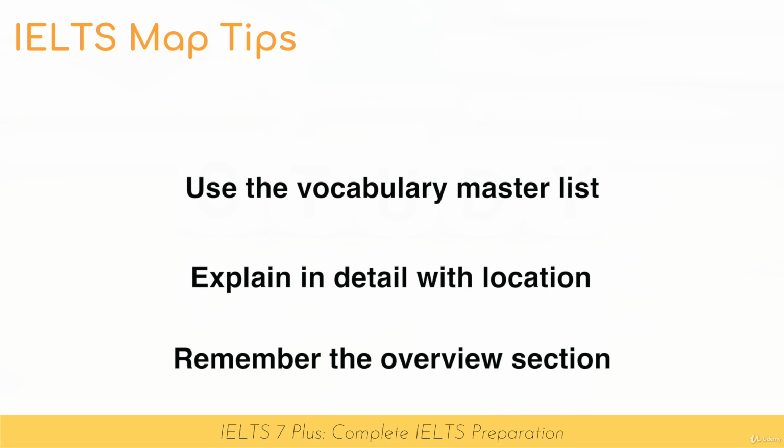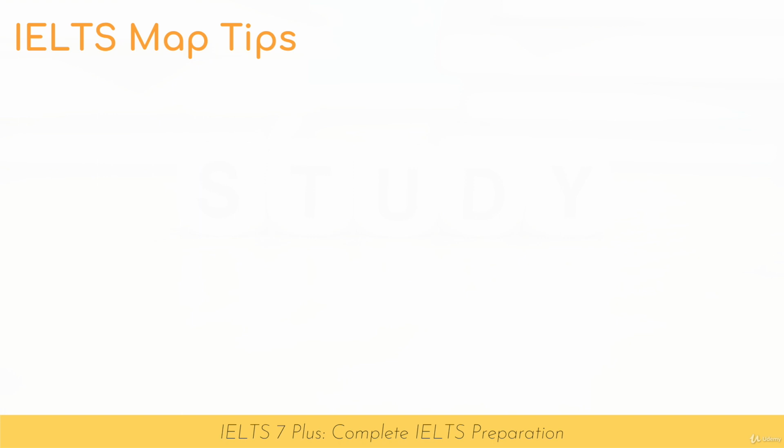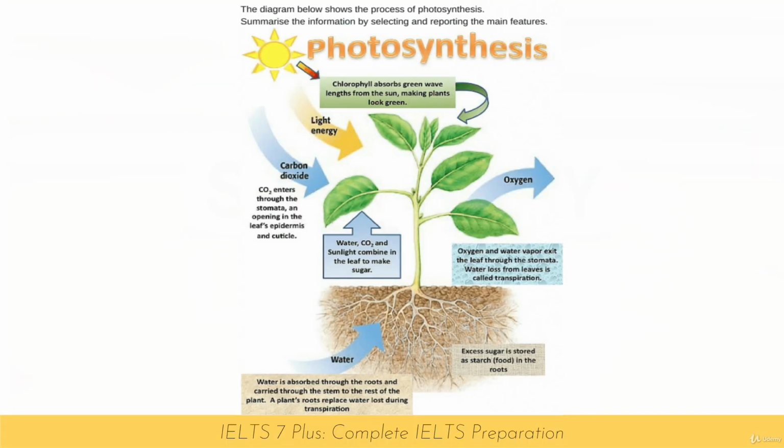That's all for our map model answer. Let's move on to the process report. Here is the process that I'll be writing a model answer for. With processes, they'll either be natural or man-made, and of course this is a natural process called photosynthesis. And here's the question. The diagram below shows the process of photosynthesis. Summarize the information by selecting and reporting the main features.